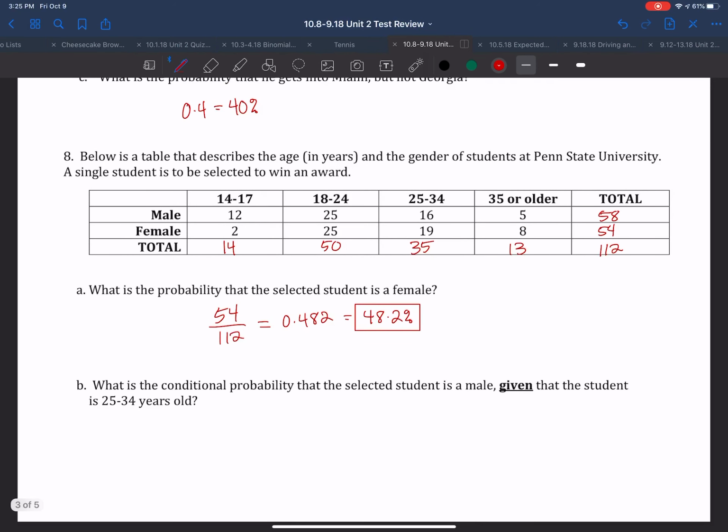And then the last question, on this page at least, what is the conditional probability that the selected student is male given that the student is 25 to 34 years old? So we want to focus on male students who are 25 to 34 years old. So of the 25 to 34-year-olds, we have 35 total, and 16 of them are male. So we've got 16 out of 35, which is 0.457 or 45.7%.